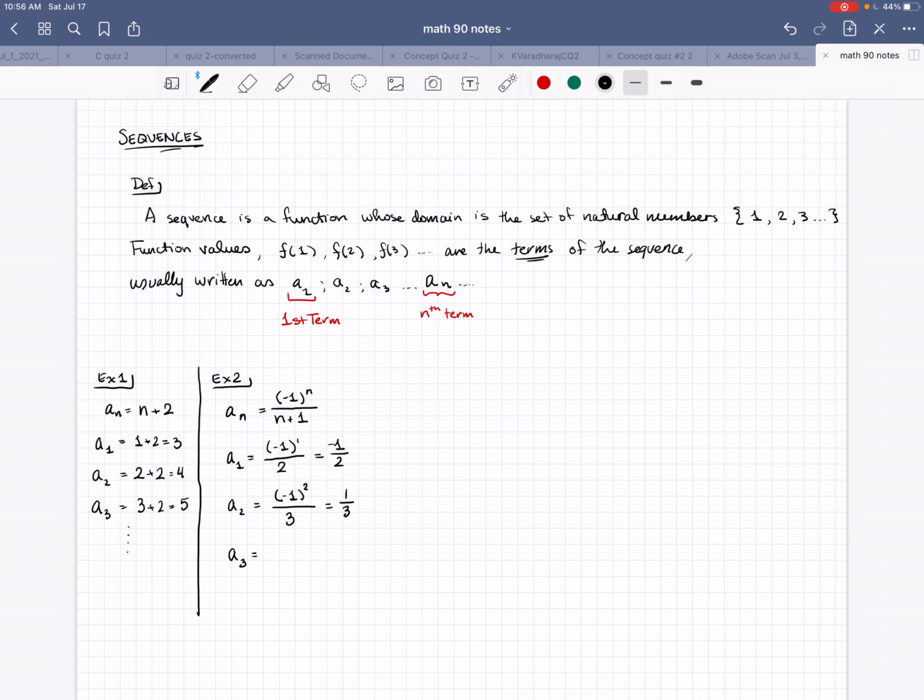Let's just do one more to make sure that we get the gist. So now we're cubing negative 1. We're back to negative 1 again, and then we're dividing by 4. So we can see here that for even values of n, like 2, the term of the sequence is positive. And for odd values of n, like for example 1 and 3, the term of the sequence is negative. So that's called an alternating sequence.